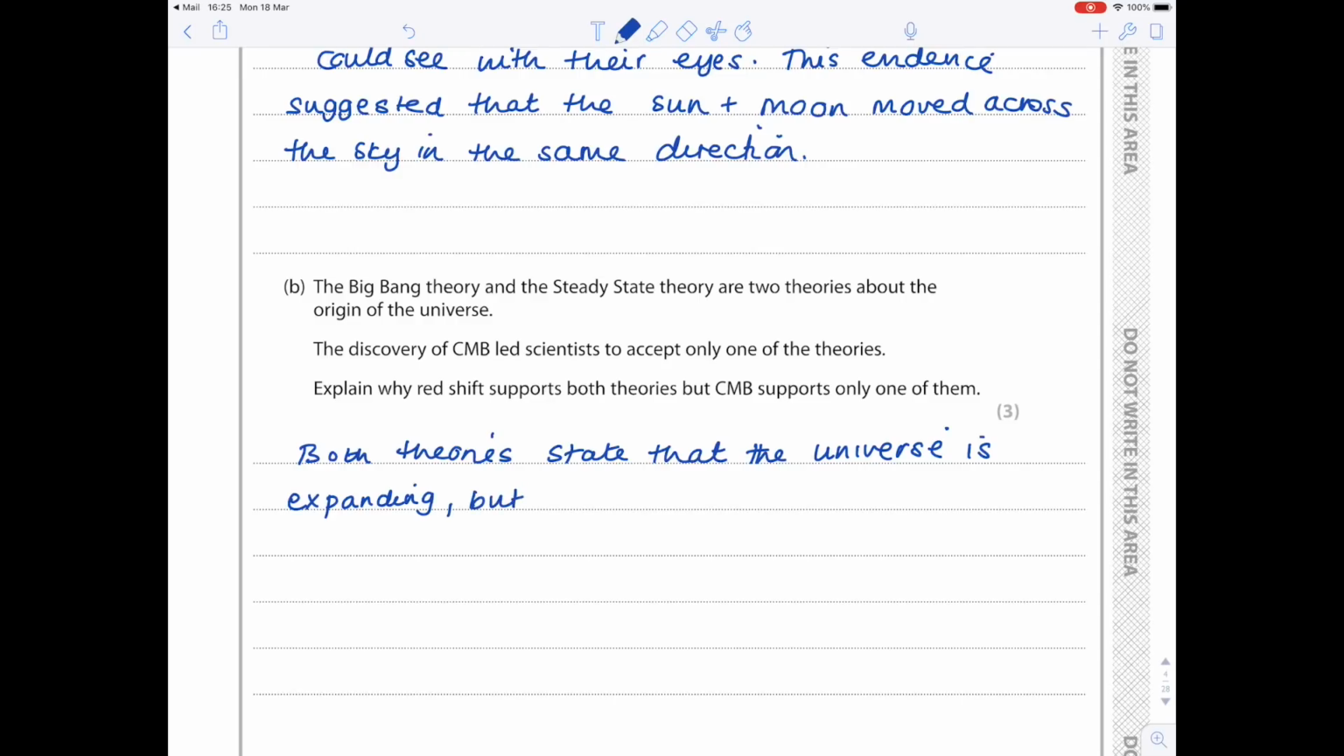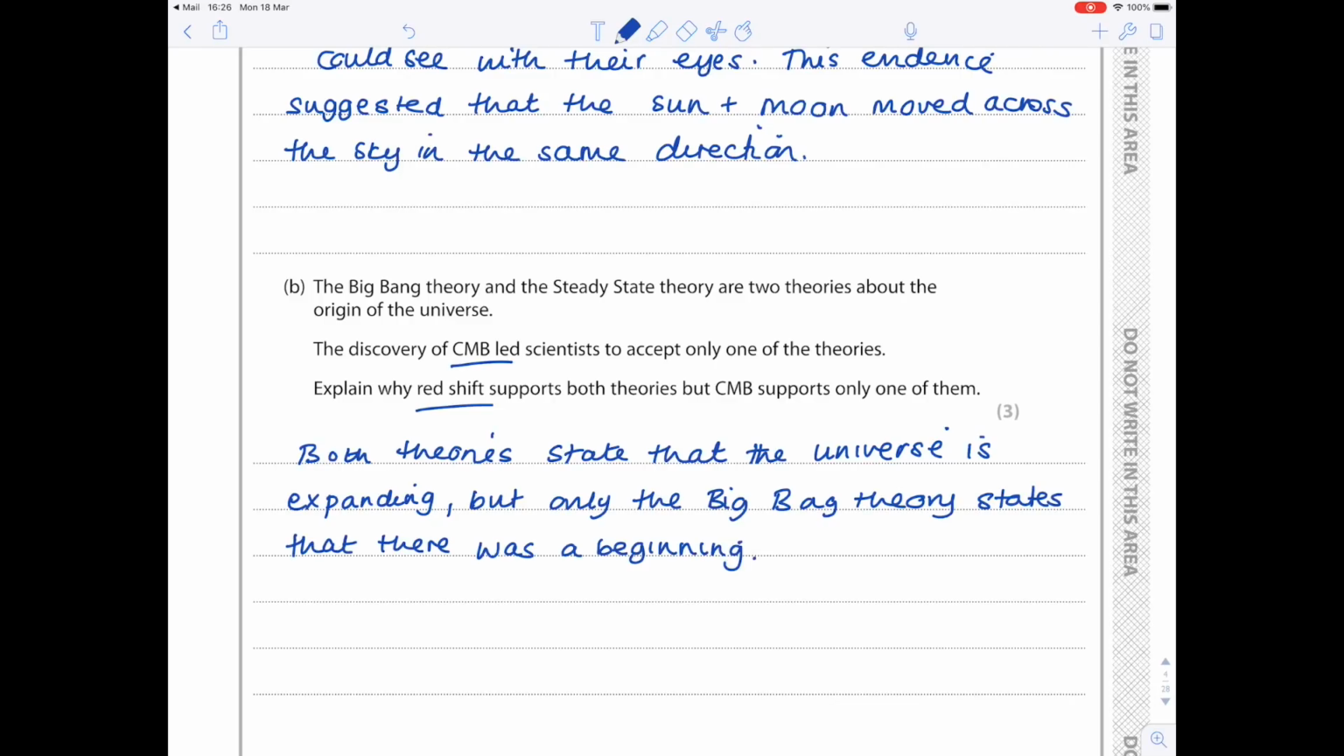But that only the Big Bang theory states that there was a beginning, where there was a huge explosion which sent all the matter whizzing out into space. And so if we now look at our pieces of evidence, let's first of all take redshift. Now, light from distant galaxies is redshifted, which means it has a longer wavelength, therefore indicating that these galaxies are moving further away from us. So actually, redshift does indicate that the universe is expanding and therefore supports both the Big Bang theory and the steady state theory.